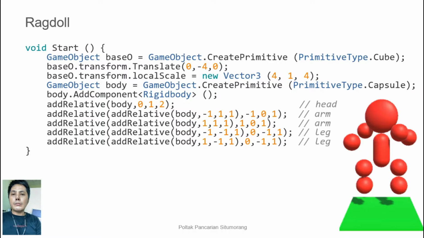When a character is shot in a game, they collapse like a ragdoll. This effect can be simulated using the Ragdoll feature of Unity. In the Start function, we create a green base cube. Then we create the red capsule body. We add a rigidbody component to allow it to fall. Finally, we use the AddRelative function to attach a head, arms and legs.